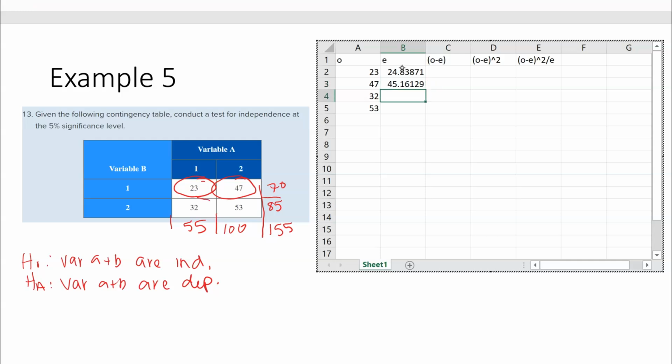For 32, it's going to be 85 times 55 divided by 155. And this one is going to be 85 times 100 divided by 155. Last time we did it by hand in the beginning, but you can also do them this way. Then we can let Excel do the rest, and let's just double check every E here is greater than 5. So we'll just continue on.